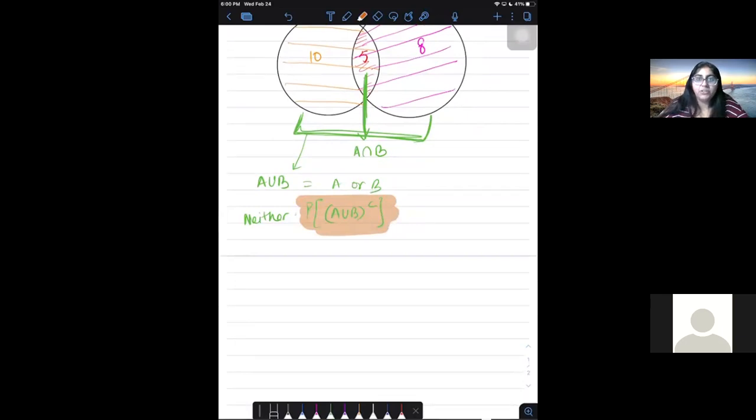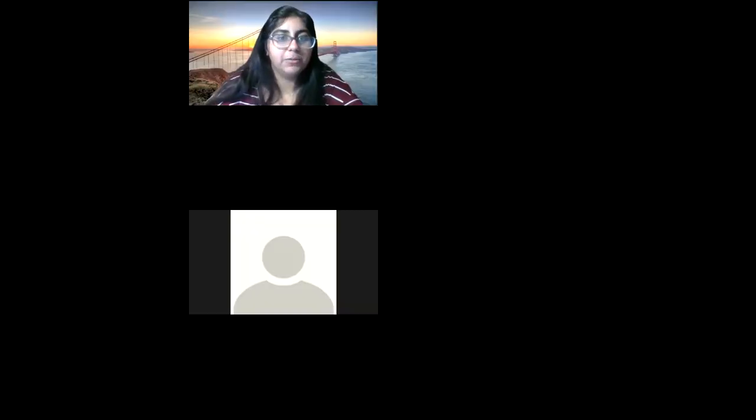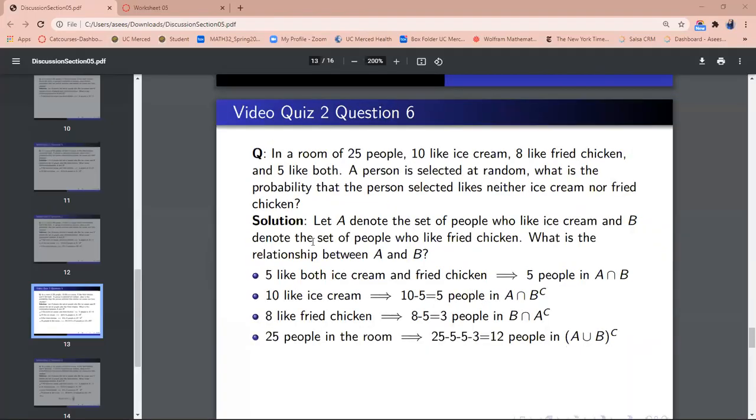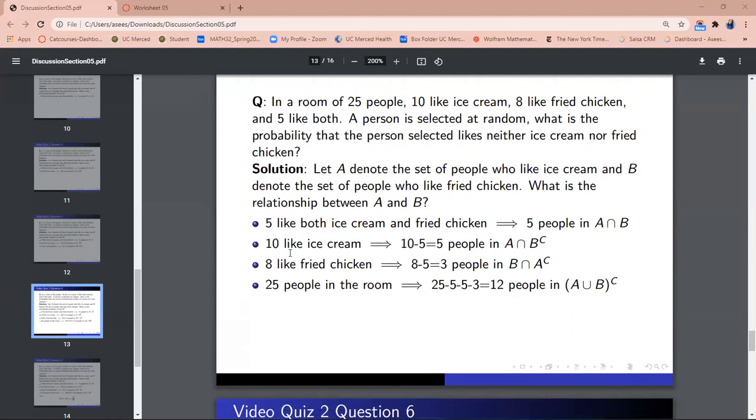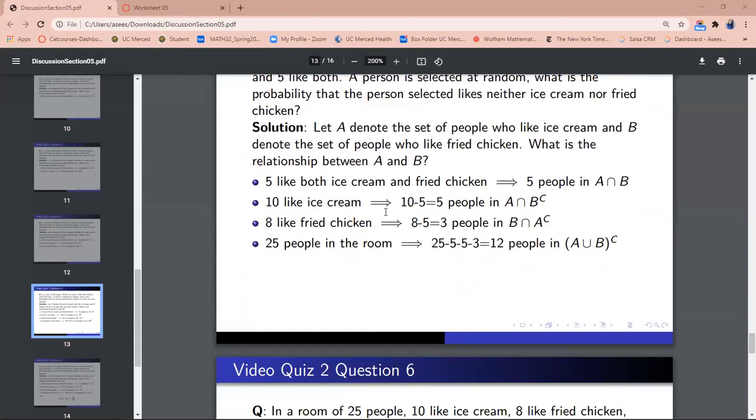All right, so now I'm gonna stop this share and share the slides again and see if you guys get that. So now what they're saying is 5 people like both ice cream and fried chicken. So 5 people belong in A intersection B, as I showed you. Then 10 people like ice cream, right? So 10 minus 5, that's 5 people in A intersection B complement.